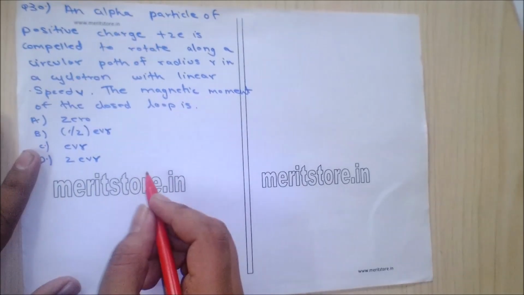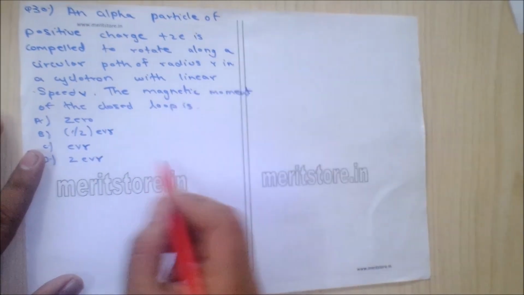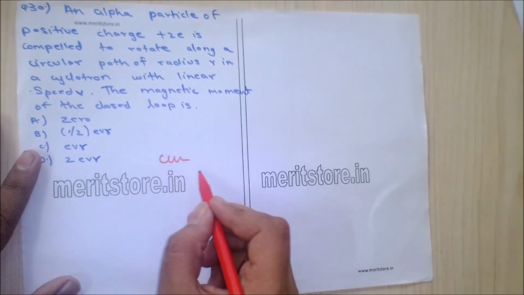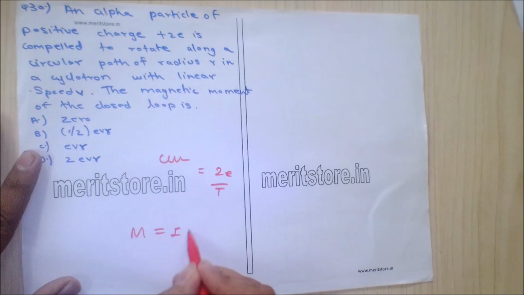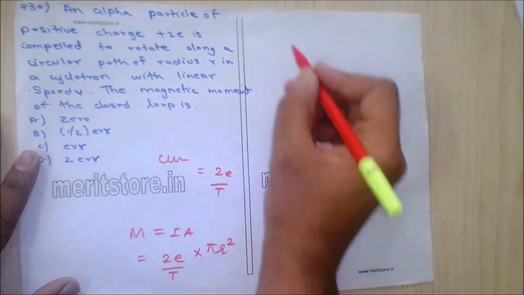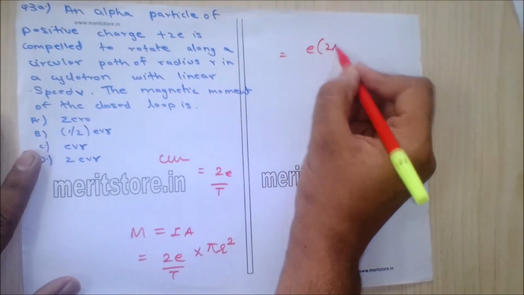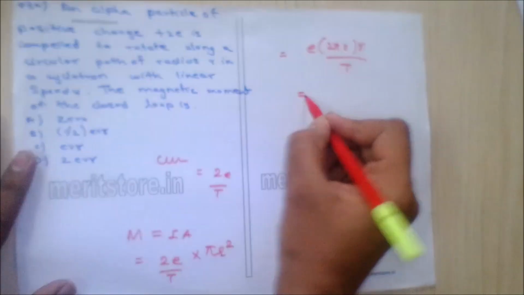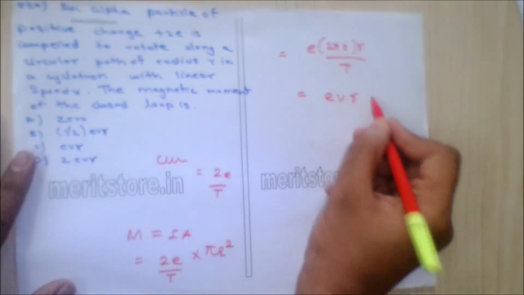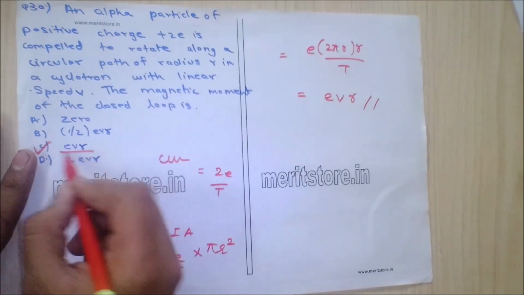So current due to motion of alpha particle is equal to 2e by T. Magnetic moment M is equal to I A. I is nothing but 2e by T, into pi r square, which is equal to e into 2 pi r by T, which is nothing but evr. So option C, evr, is the correct answer.